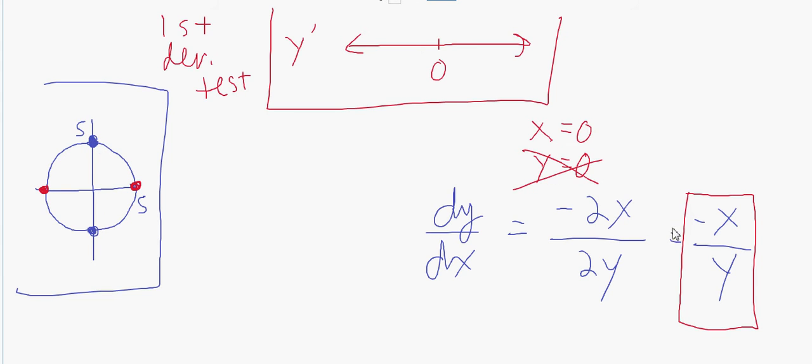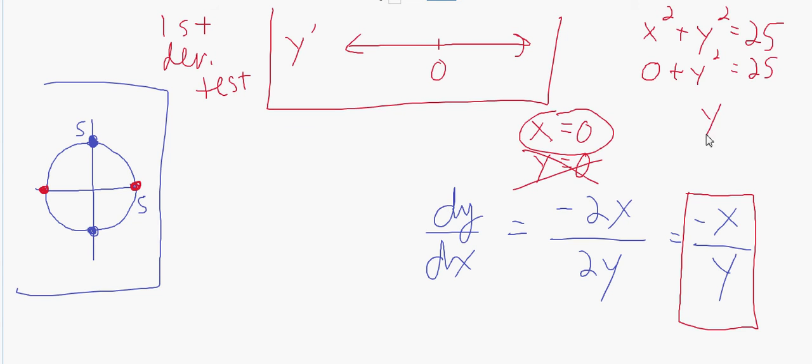So not only do we need to know the x value, we also need to know the y value. Well, that's not really a problem. Let's go back up here. This was the original equation. X squared plus y squared was 25. We know we're dealing with x is 0, and if x is 0, that means 0 plus y squared is 25, which means y is positive or negative 5.